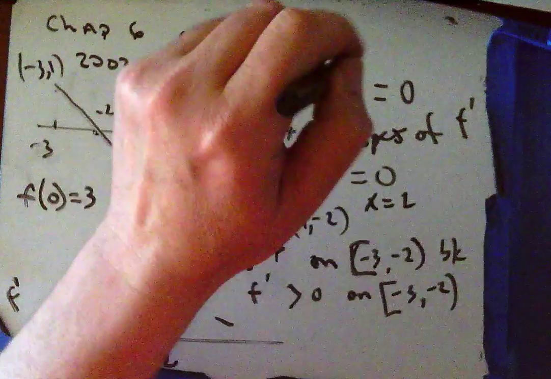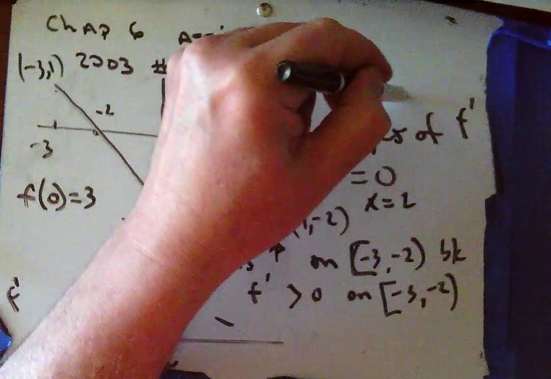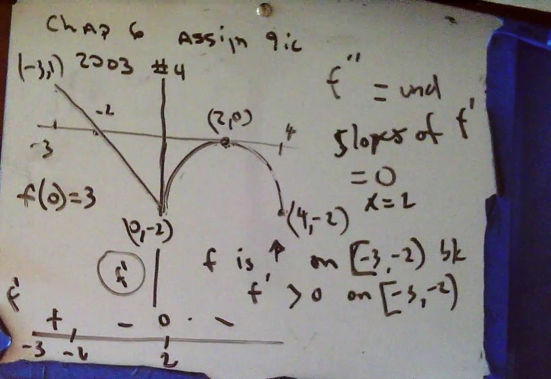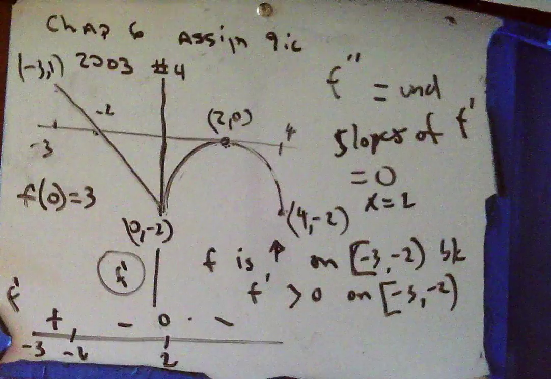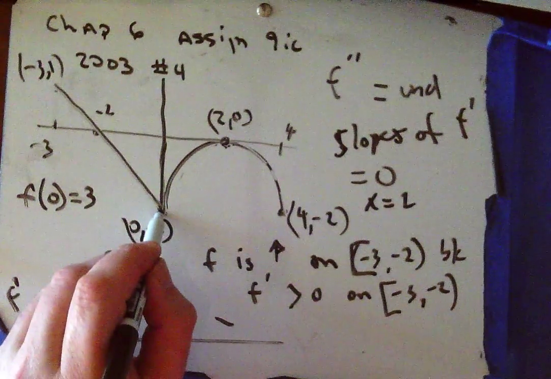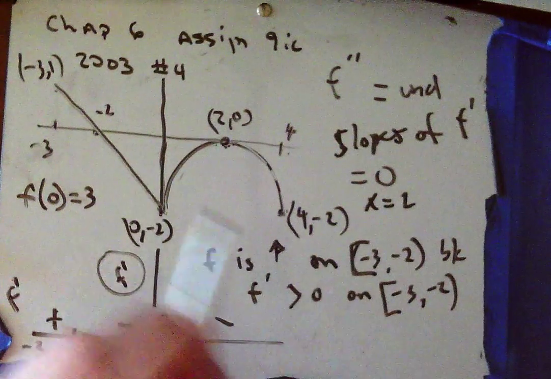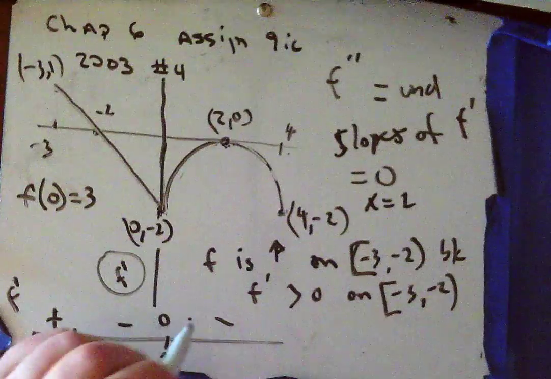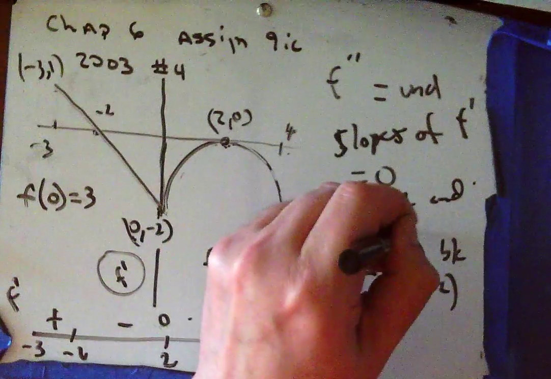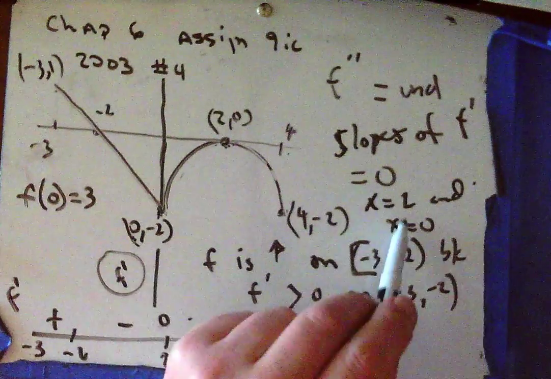But couldn't we also have f double prime undefined as a place where we would have a point of inflection? Well, there's an undefined slope. This is actually an undefined slope, but we're not including the endpoint. But I do want to include x equals 0 and x equals 2. Now, I'm asked to justify that.